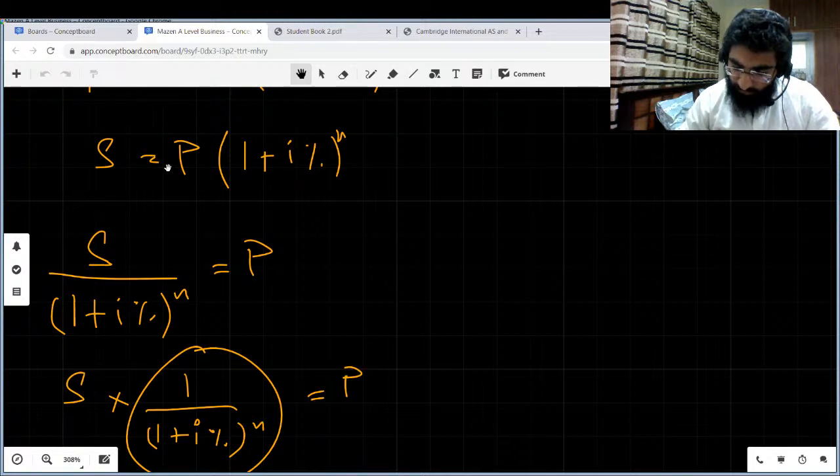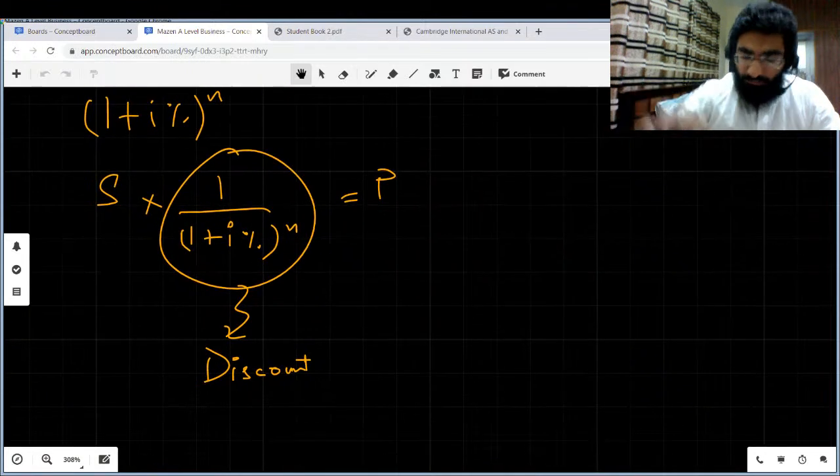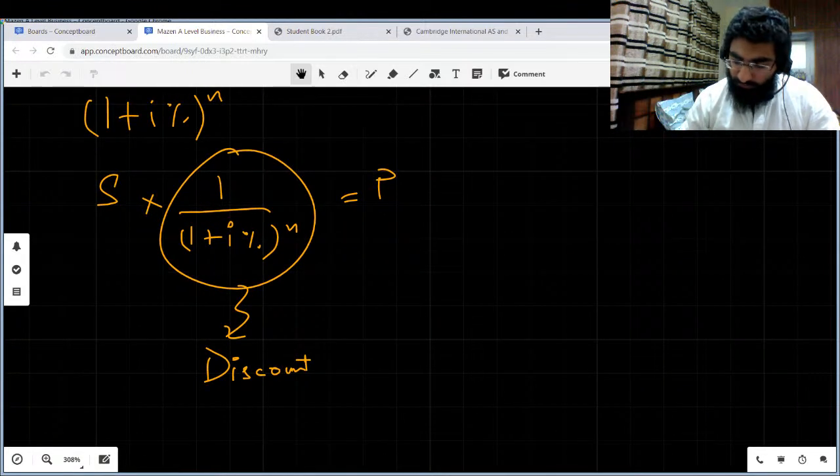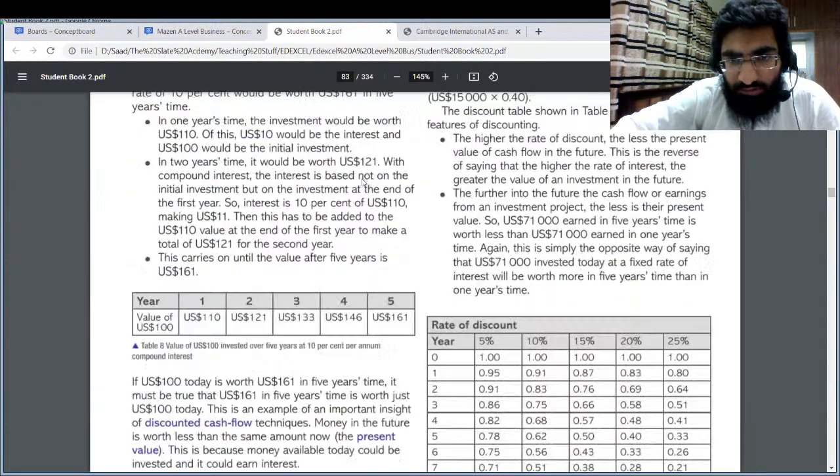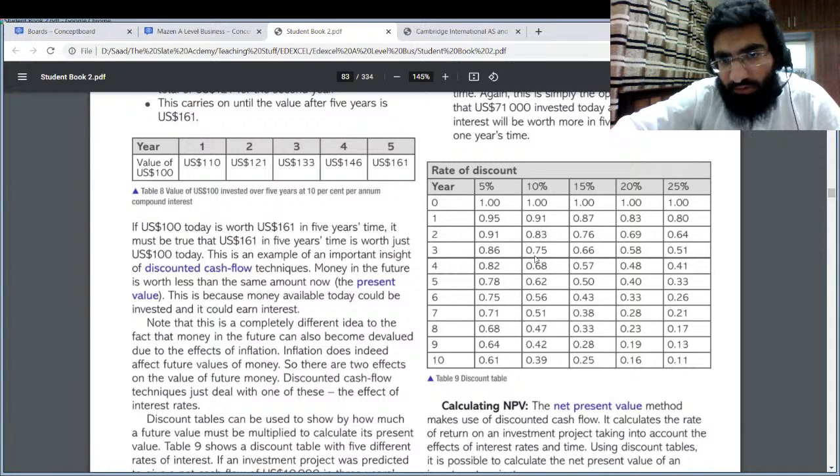So it is the discount factor you have to multiply a future value with in order to get the present value. Sometimes you're given a discount chart. If you're not given that, you can still calculate this thing. Okay, here is the discount table that I was talking about.